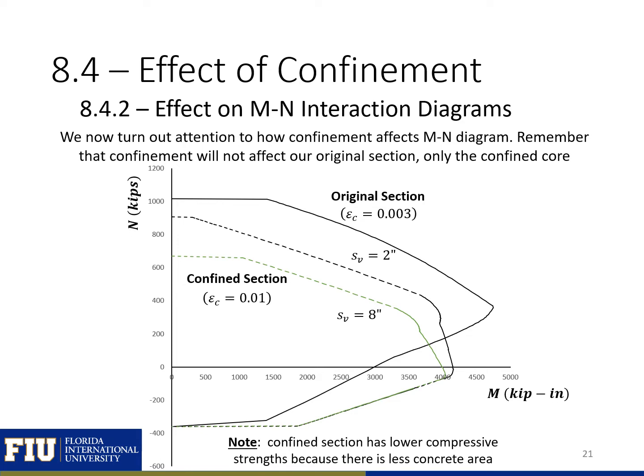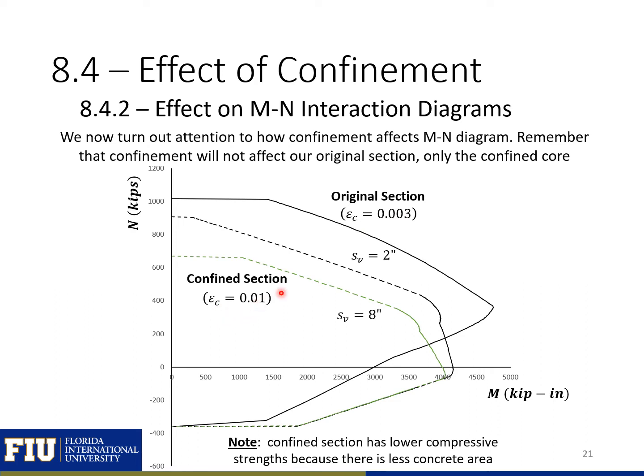We can next look at how confinement affects our moment axial diagrams. And here we're going to remember that confinement's not going to affect our original section. It's only going to affect our confined core. So here we have an axial load moment interaction diagram, MN diagram. And you can see our original section diagram shown here, where we have an EC, the maximum strain in our concrete that our section can reach is 0.003. And in our confined section, we're increasing that to 0.01.